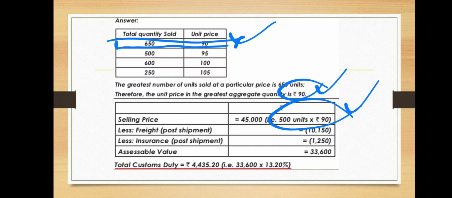Then the freight and shipment charges we need to deduct. Freight is 10,150 and insurance is 1,250. So if you deduct these two you will get the assessable value of 33,600. Then on 33,600 basic custom duty is 12% and a 10% surcharge, total 13.2%. So 33,600 multiplied by 13.2% will be 4,435.20. So that is the custom duty payable by X Limited for the importation of 500 units of minerals.